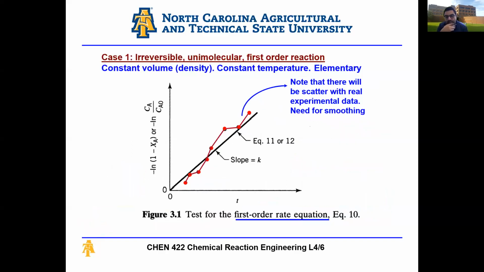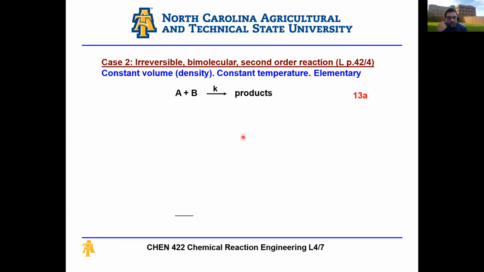Just reiterating what we said and comparing it to the experimental data: if I plot minus ln of 1 minus XA, or minus ln of C over C naught, versus time, I should get a line with the slope K. And of course, with real experimental data, you should expect some scatter. This is normal.